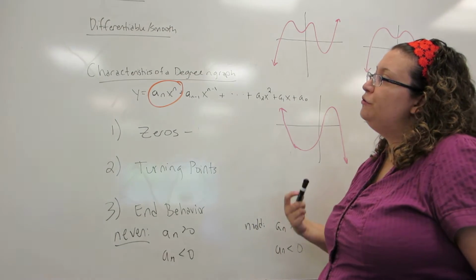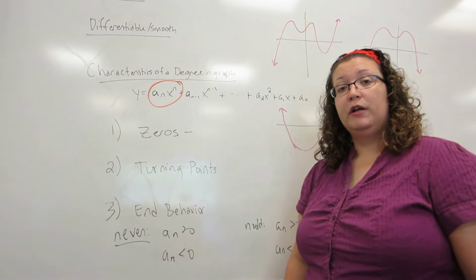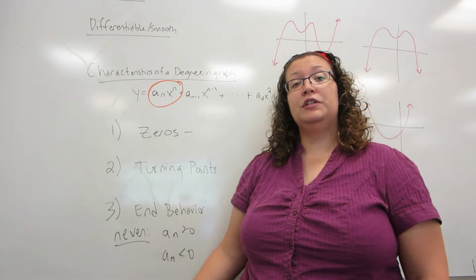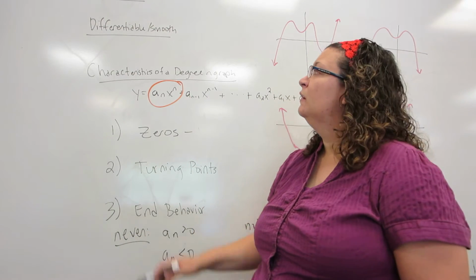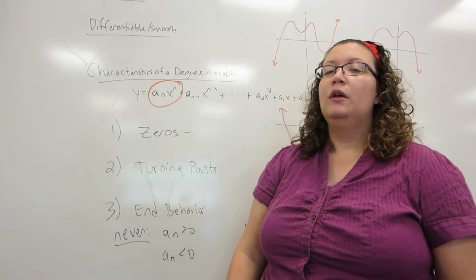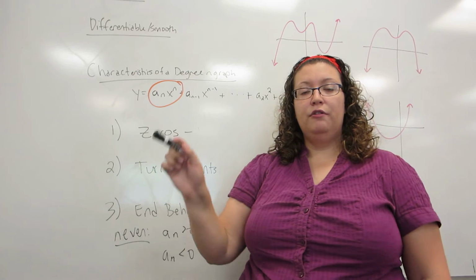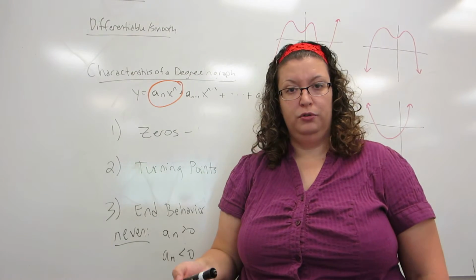Now, there are two very special characteristics that polynomial graphs have. The first is what we call continuous. And continuous is when you can draw the graph without lifting up your pencil. Okay. The second is called smooth, or sometimes differentiable. Smooth is when you can draw the graph without lifting up your pencil and there are no sharp turns.